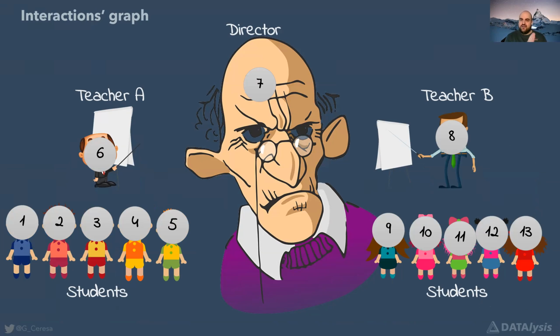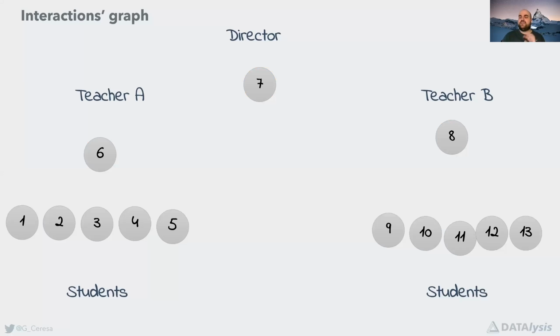First things first, let's forget people. We have to talk about nodes. So every person in this example becomes one node. So every student is a node, every teacher is a node, the director is a node. And about the interaction, we just say who can speak with whom. For example, the director can speak with the two teachers. The teacher can speak with the 5 students, or he can just go back to the director. And the students are sitting one next to each other, so they can only interact left and right.